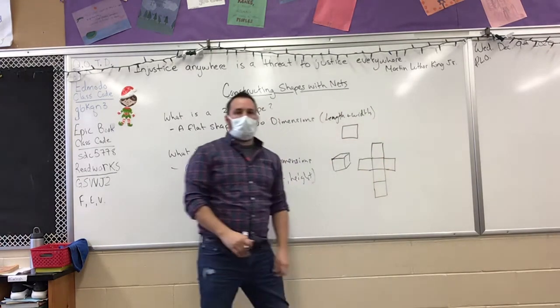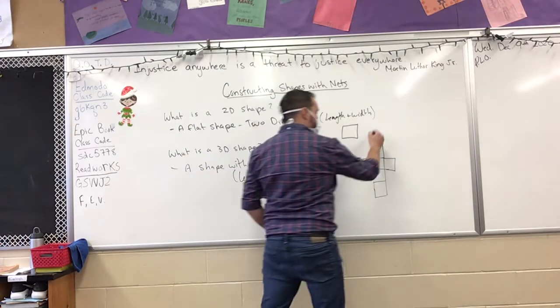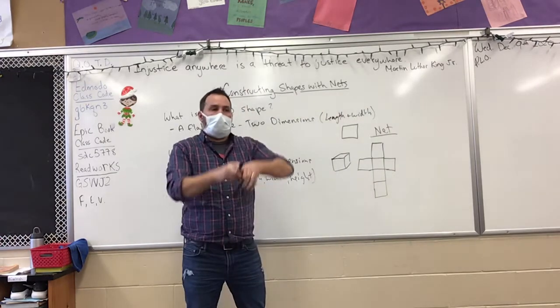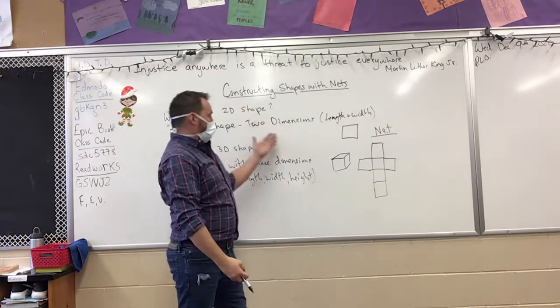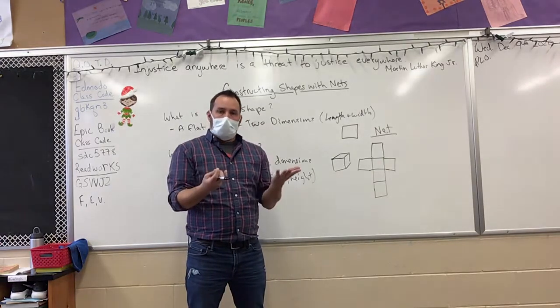It would end up looking something like that, right? This is what we call a net. It's a 3D shape that we've opened up and created into a 2-dimensional shape. We've opened it up, right?